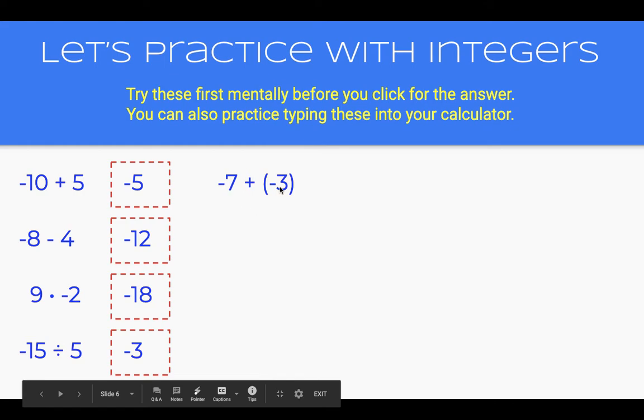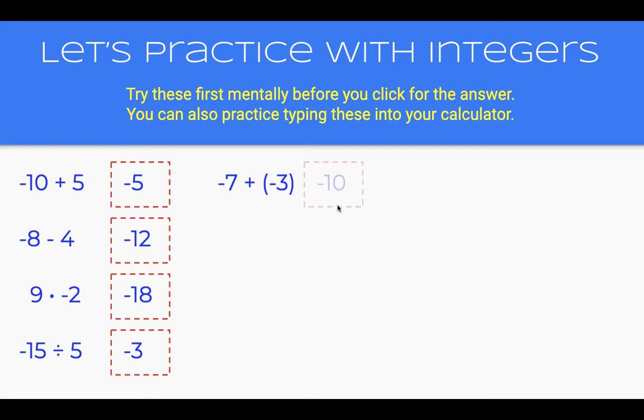Now we're adding. We have like signs, so we're just going to add our integers. 7 plus 3 is 10. We're going to keep the sign of negative 10.